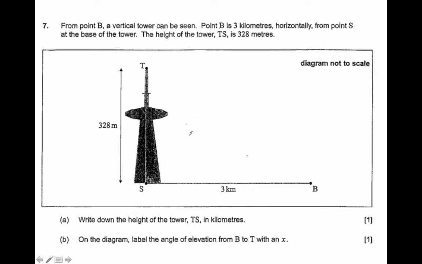Okay, question 7. So we are shown a vertical tower, so we can assume that this is, in fact, if you look closely, there's a square. That's a right angle there. Given a couple of distances, let's get on with the question.